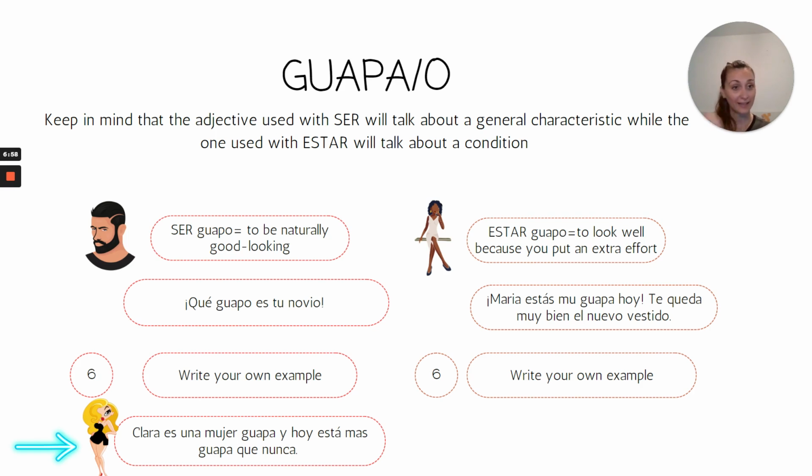As with verde, I can have them in the same context. Clara es una mujer guapa y hoy está más guapa que nunca. Okay? So she's naturally good looking, but today she even put in effort and she looks wonderful. Okay. Take your time, write your own examples, and then go to the next one.